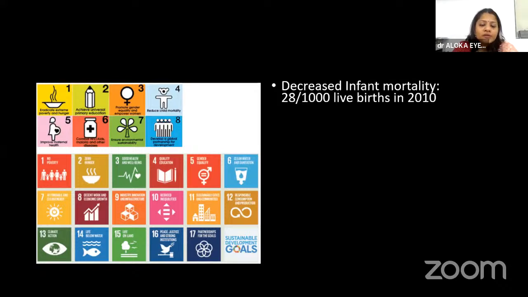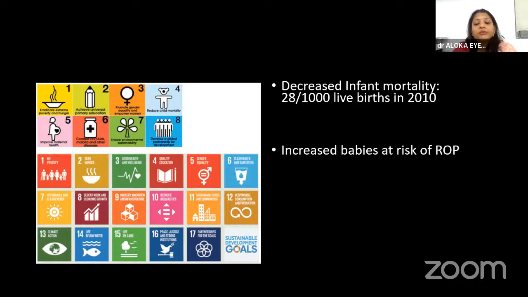Sustainable development goals, which are set up by the UN, keep infant mortality rate as a very important consideration for the country's development. And we are happy to share here that India's infant mortality rate has actually gone down. In 2010, it reduced to 28 per 1,000 births. With this reduction in infant mortality rate, we are saving more babies, which is a good sign.